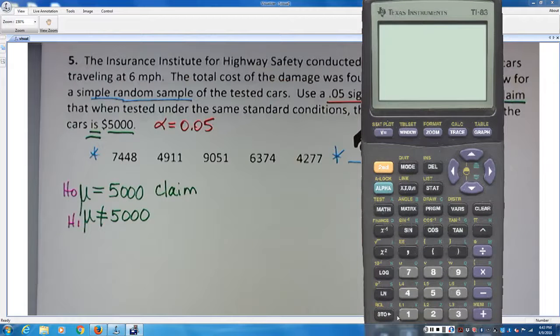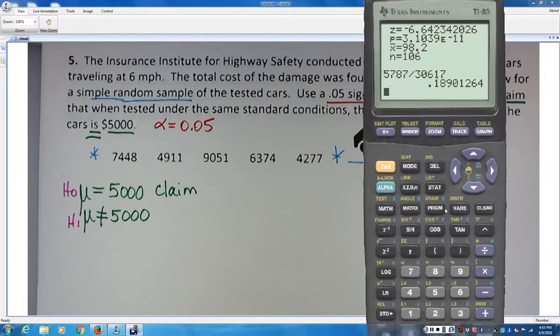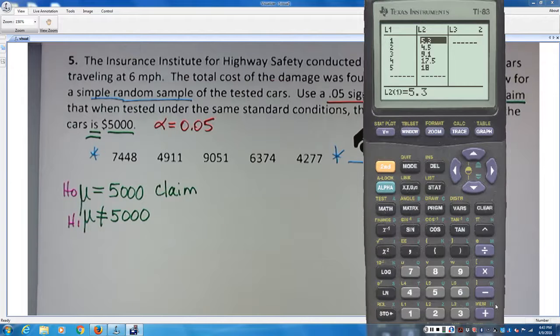So we're going to go to Stat, choose Edit so we can enter the data into one of these lists. We don't care about list 2, we'll just clean out and use list 1. So we have 7448, 4911, 9051, 6374, and 4277, which is the 5 cars. You just enter those 5 car damage totals into list 1.